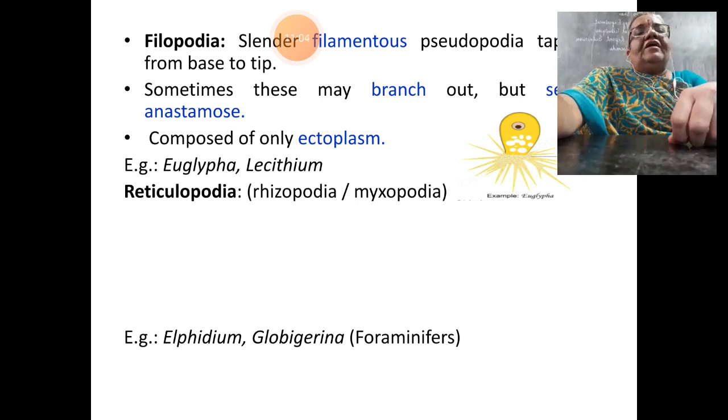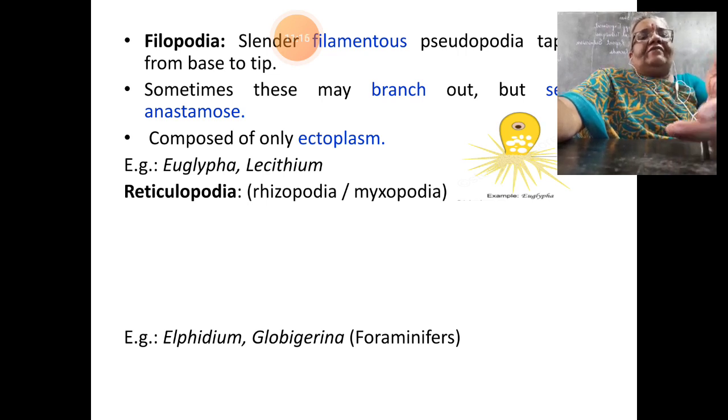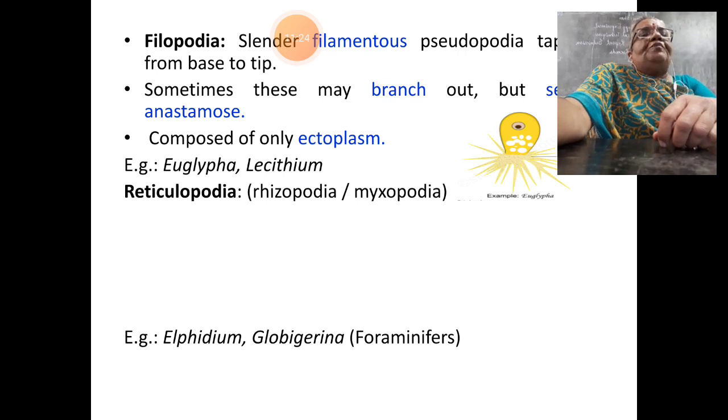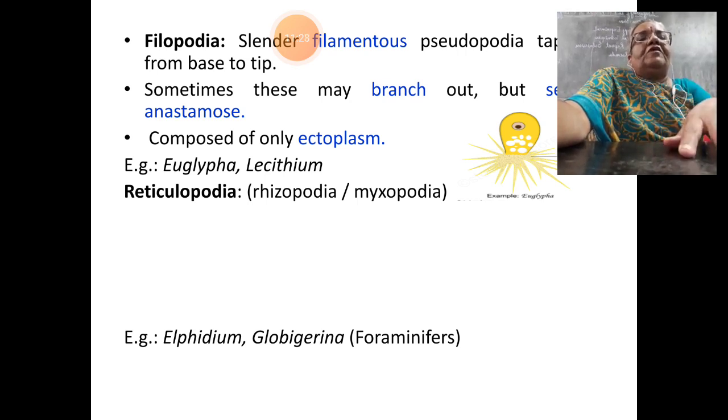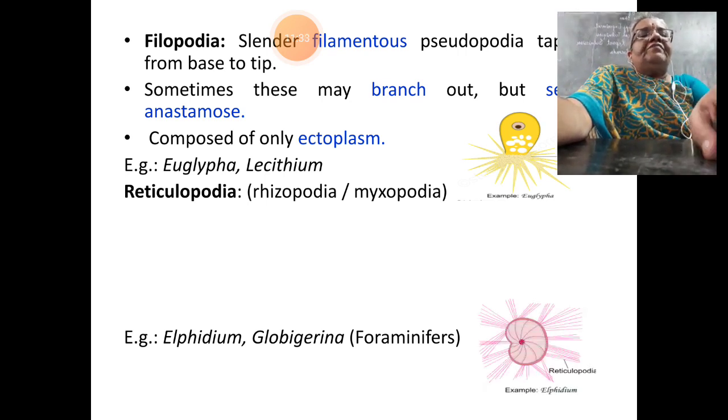Then the third type of pseudopodia happens to be reticulopodia. Reticulum means network-like. The name itself suggests what it could be. Reticulopodia are also called rhizopodia or myxopodia. You can see the structure of Elphidium or Polystomella, where you can see the pseudopodia in the form of threads, and they have formed a network. They have anastomosed, unlike phylopodia.